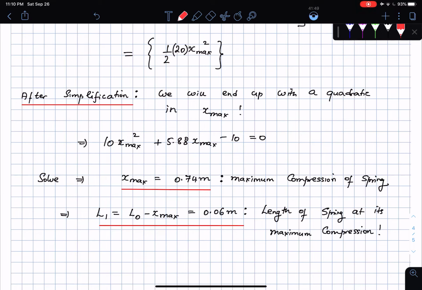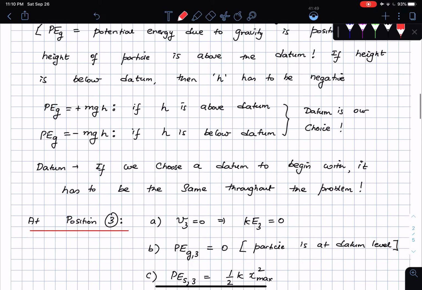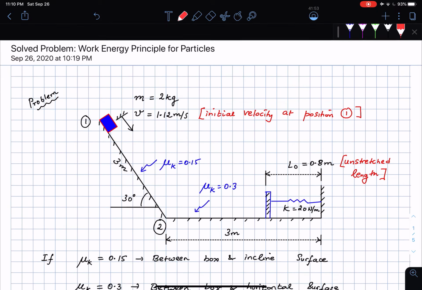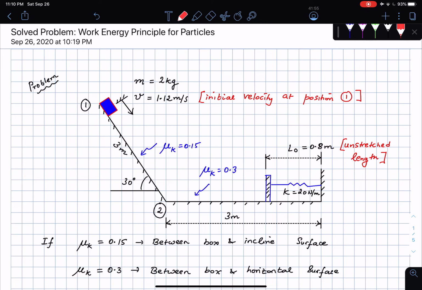Okay, so very quickly, let me go back and then rephrase what is going on in this problem. We have a box. This box is starting its travel down the ramp from position 1, travels all the way to position 2, hits the spring at this position, which I'm calling position 3. What am I supposed to do? This ramp is a rough surface. This horizontal surface is also a rough surface.